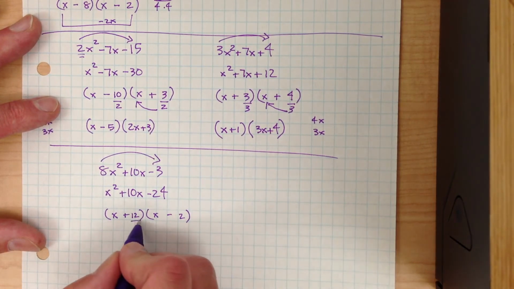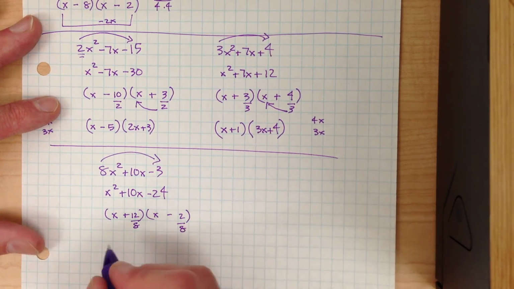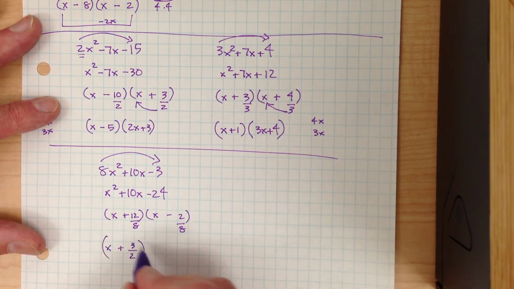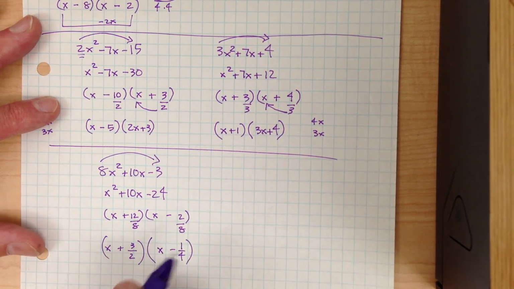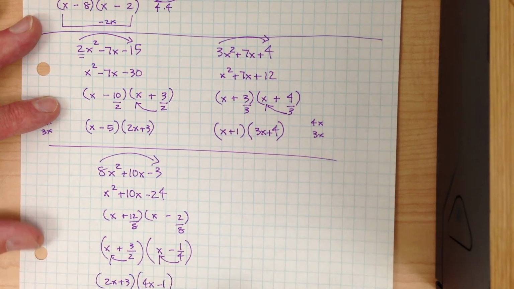We need to undo that, so we divide by 8. Now, first step is to reduce. So I can take this fraction, and I'm looking at them. 4 goes into both of these. So 4 goes into 12 3 times. 4 goes into 8 2 times. Over here, this fraction reduces to 1/4. So we have reduced. Now we bring up these denominators up front. 2x plus 3 and 4x minus 1. And then you do a quick check.